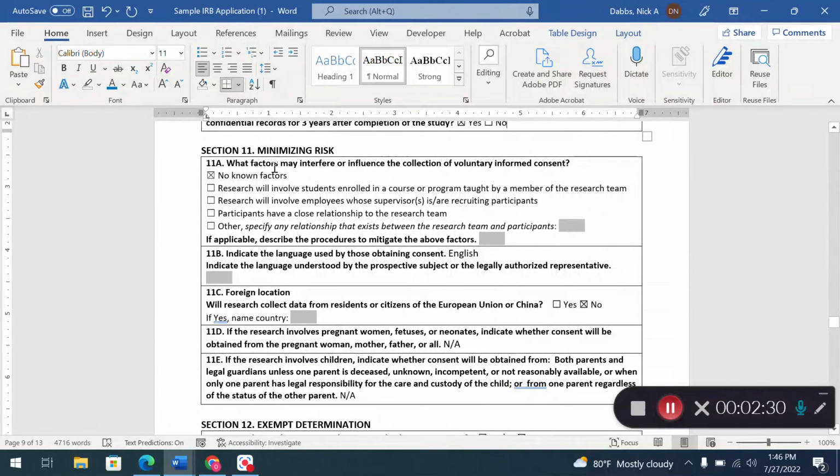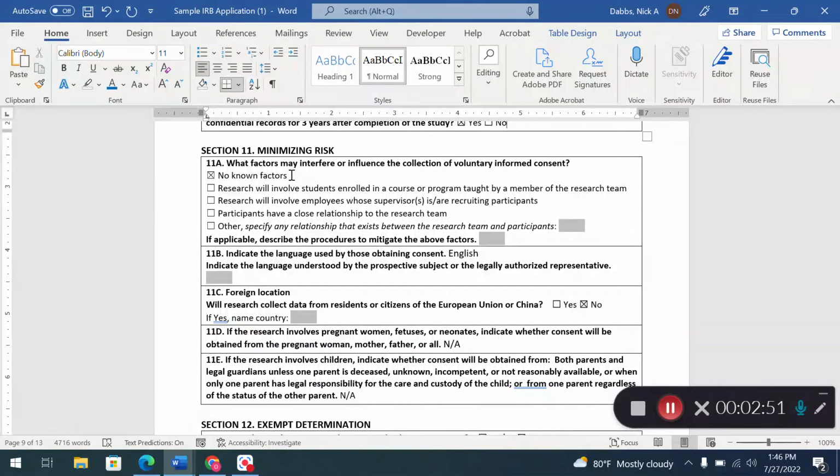So 11A says, what factors may interfere or influence the collection of voluntary informed consent? There's several options. The first one is no known factors, which is what we've marked, because there really are no factors that can interfere or influence the collection of voluntary informed consent.